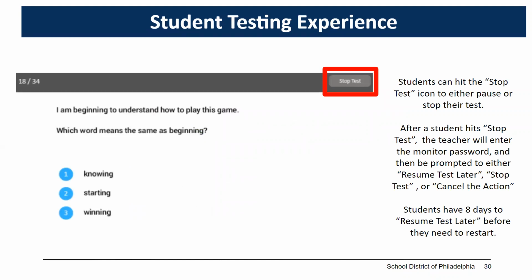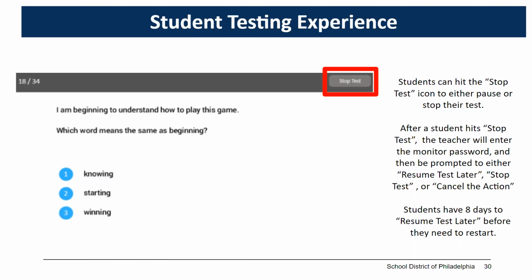Located at the top right of each question is a stop button. If pressed by a student, the teacher has 3 options. They may cancel the action if a student accidentally pressed the button and allow the student to resume testing. They can stop the test if a fidelity concern has arisen, or they can resume tests later if the student is potentially going home for the day or needs to complete the testing at a later time.